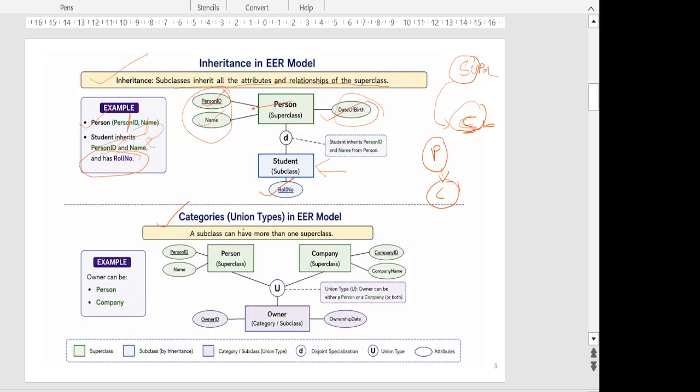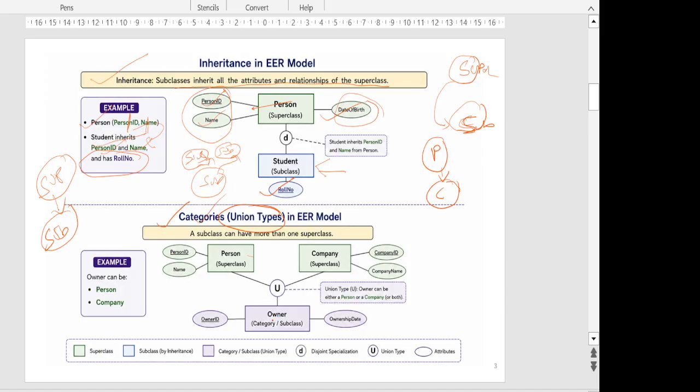Next, categories. In categories, the first one is the union type. In a union type, a class can have more than one superclass. Till now we discussed one superclass having one subclass, or one subclass having only one superclass. But in a union type, it is not necessarily one. A subclass can have two superclasses. So this is the union category.